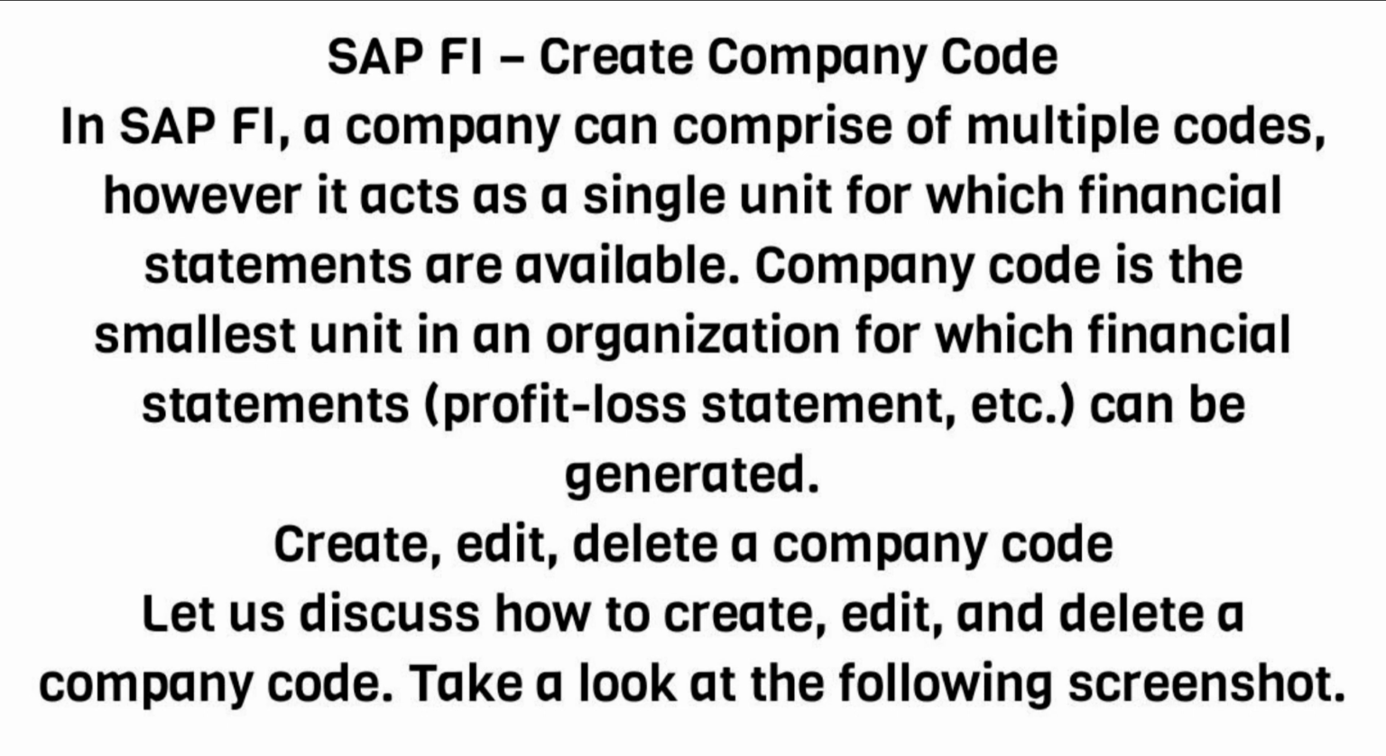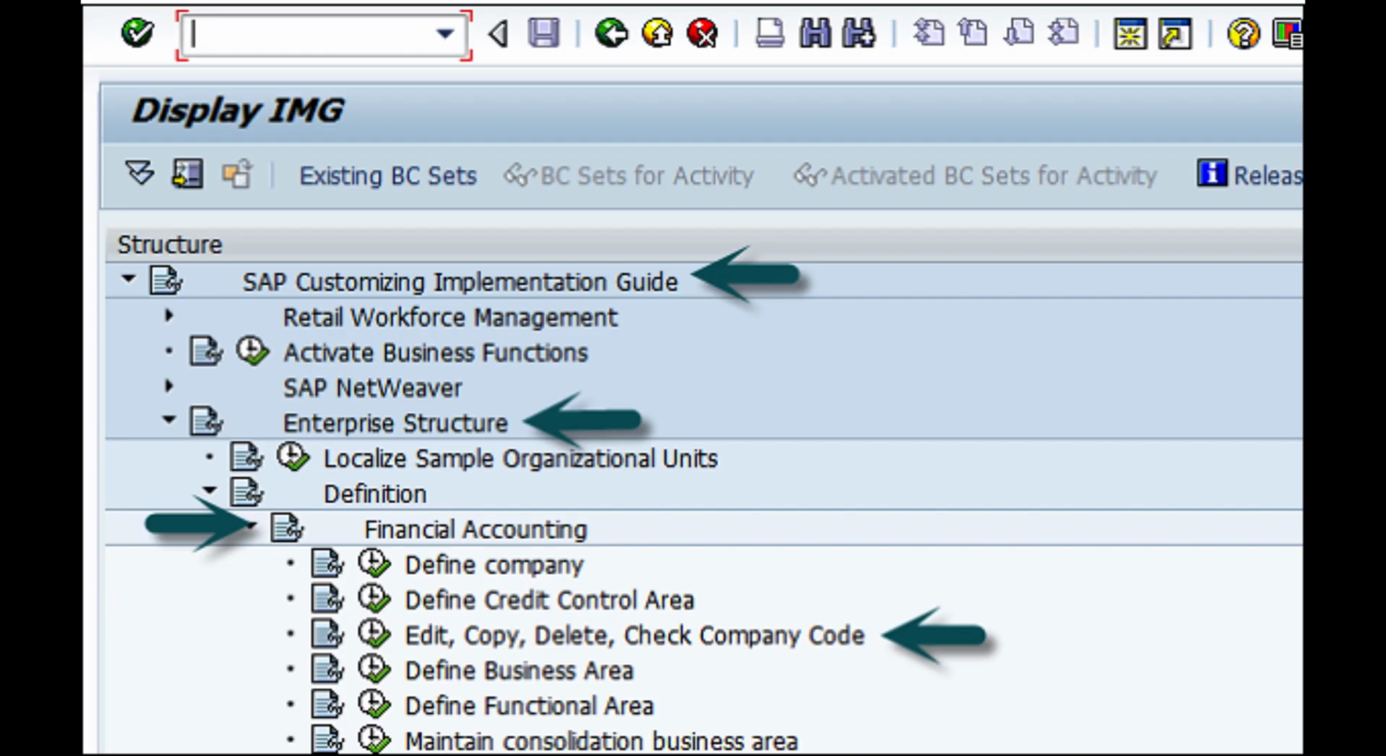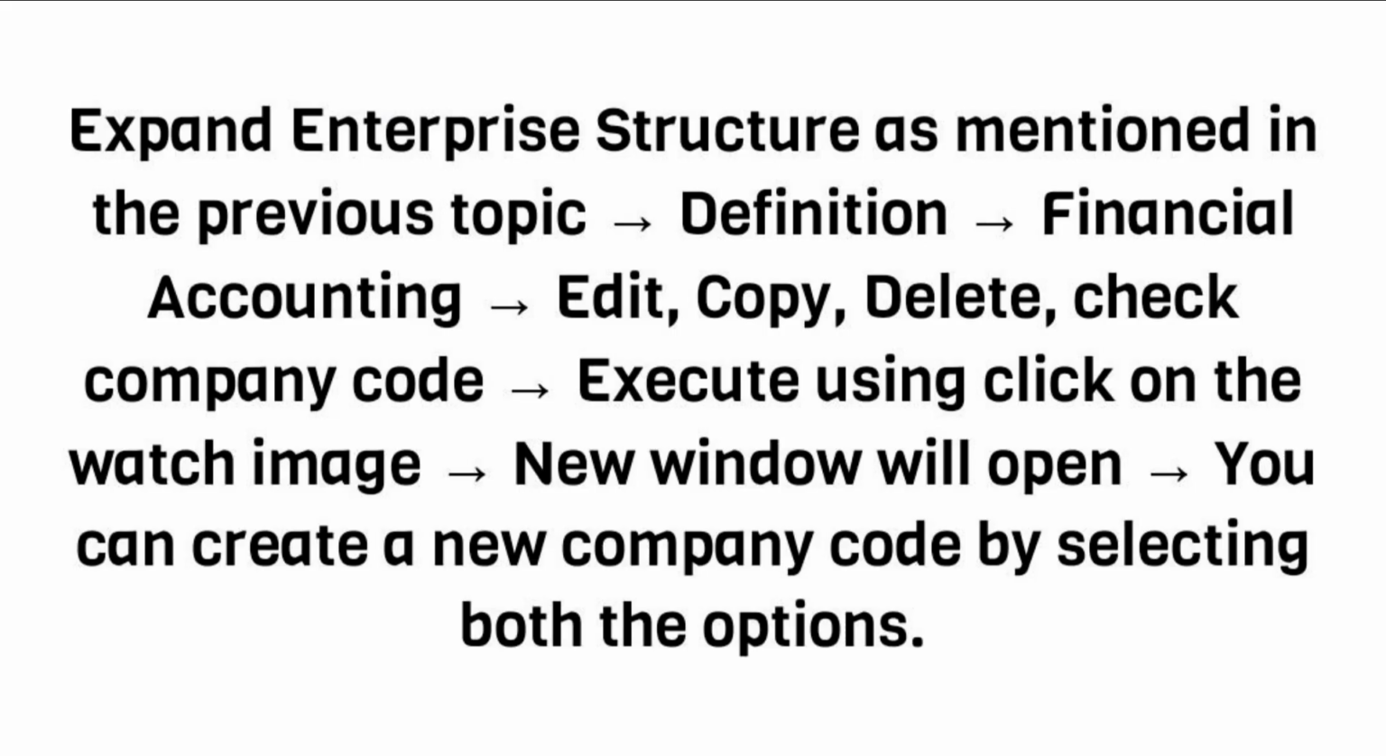Let us discuss how to create, edit, and delete a company code. Take a look at the following screenshot. Expand Enterprise Structure as mentioned in the previous topic, Definition, Financial Accounting. Edit, Copy, Delete, Check Company Code, execute using the watch image. A new window will open. You can create a new company code by selecting both the options.